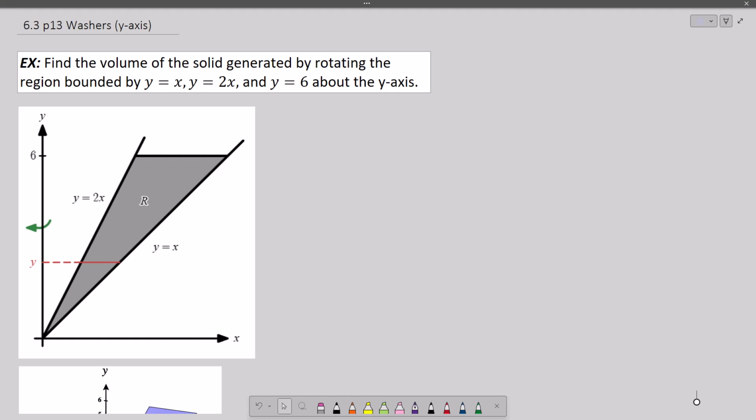Now, same basic scenario as before. We think about our cross-sectional shape. When we rotate that around, we're going to get a washer, because there's a gap between the axis of rotation and this region. So we're going to have to identify two things. We need to know the inner radius, and we need to know the outer radius.